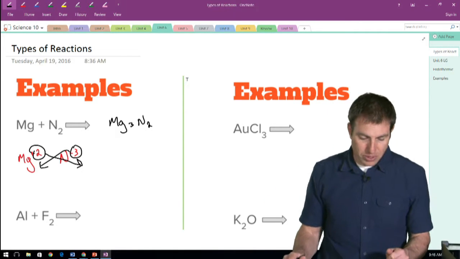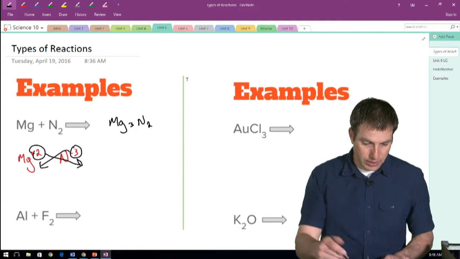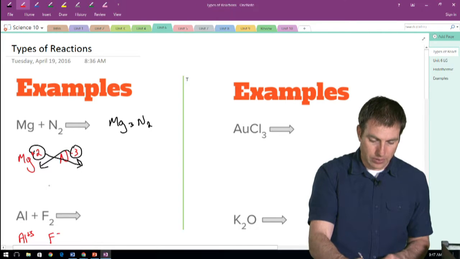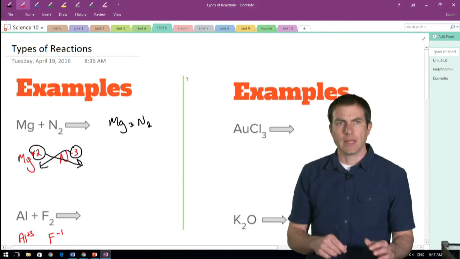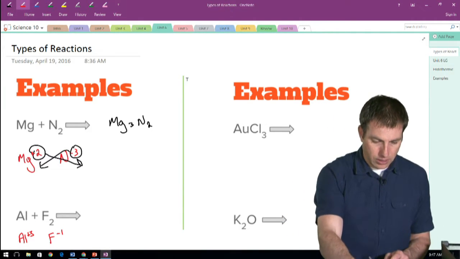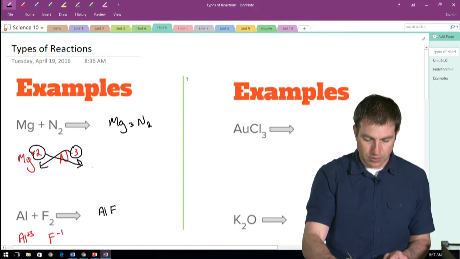The next example here is aluminum and fluorine. I'm going to do the same process. I'm going to say, okay, aluminum is Al, has a charge of +3. Fluorine is F, that has a charge of -1. And then I'm going to combine them, crisscross if you like. I'm going to get AlF3.